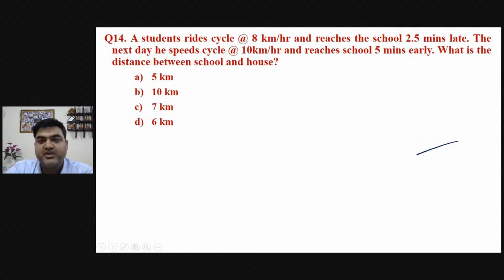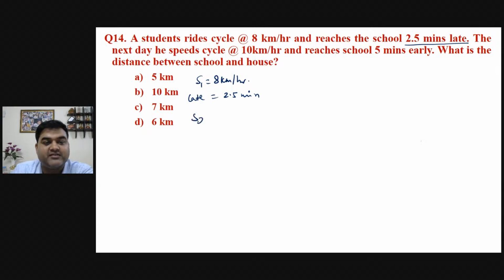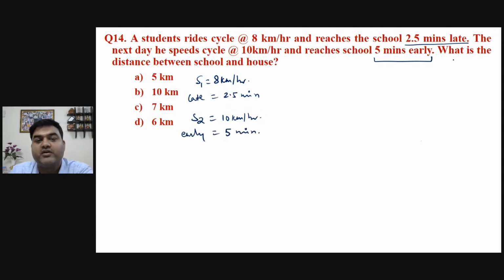Okay, let's see the next sum and try to understand this sum in both ways. A student rides a cycle at 8 kilometer per hour, speed 1, and reaches the school 2.5 minutes late. How much late? 2.5 minutes late. Now the next day he rides the cycle at 10 kilometer per hour and reaches 5 minutes early. How much early? 5 minutes early. Okay, what is the distance?